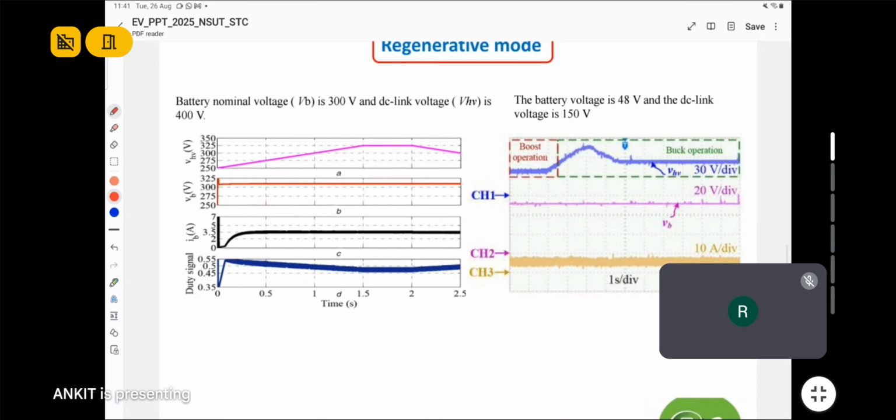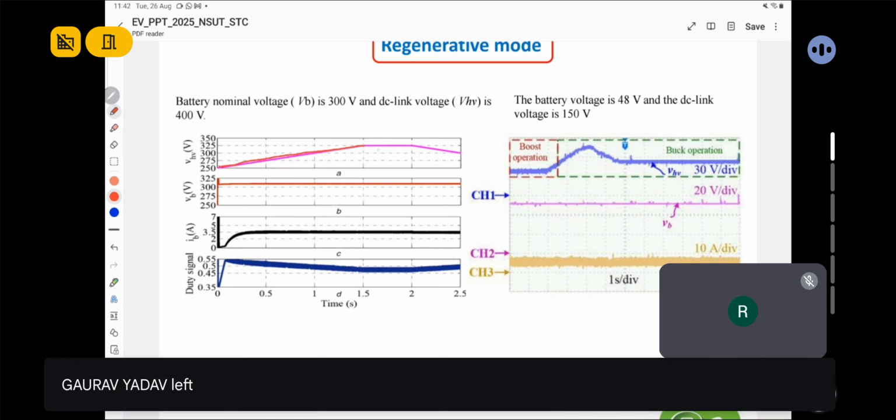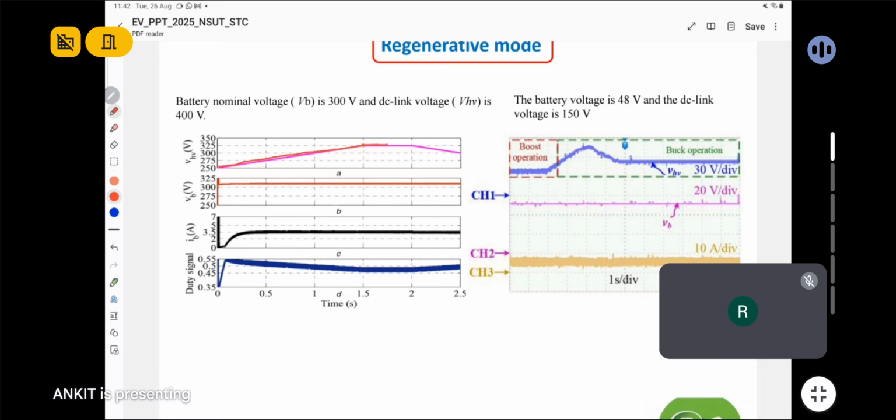So it is a regenerative braking operation. In a regenerative braking operation, the DC link voltage is increasing by the regenerated energy, and the battery is charged at a constant current of 3.5 ampere.